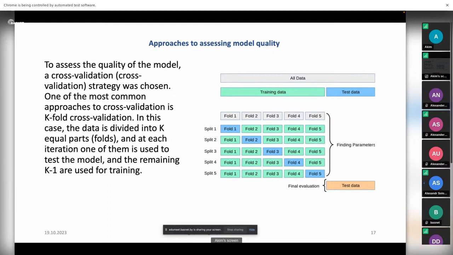In this approach, we divide the data into k folds. The default number is 5, and in each iteration we use k-1 folds for training and the k-th fold for testing. The total result in the end is calculated via the average of all folds. Next slide, please.